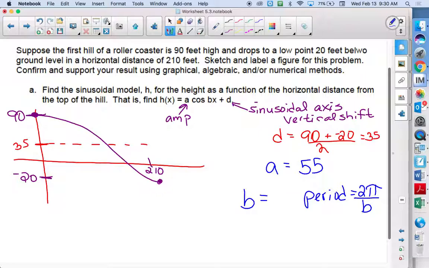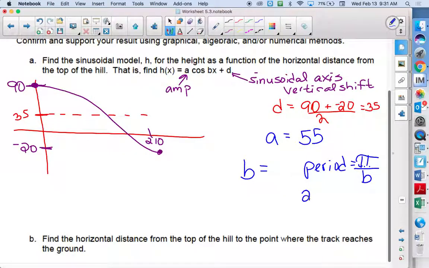The period is when it starts and ends. Well, how much of the graph do we have right now? Half. So instead of using 2 pi, if we have half the graph, we would just use pi. Usually it's 2 pi over b, but we only have half the graph, so let's say it's pi over b. Half the period is still from where it starts to where it ends. So from the max to the min is half the period of cosine. So Gray, that distance is 210. So 210 equals pi over b. So Gray, b is? Pi over 210. Pi over 210.